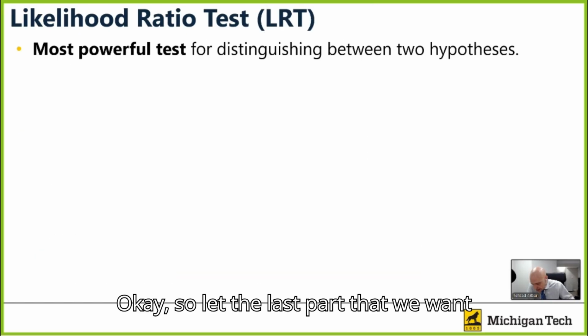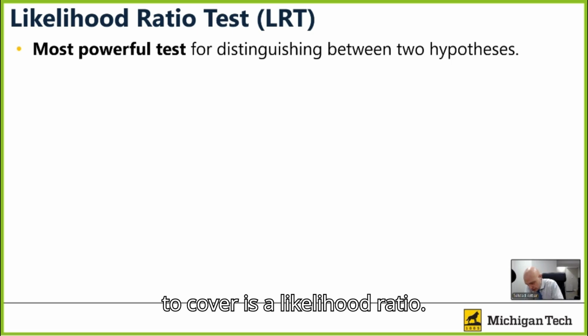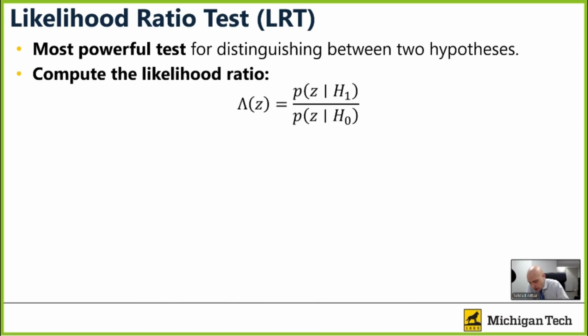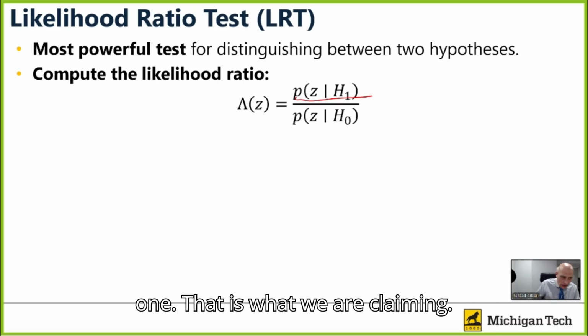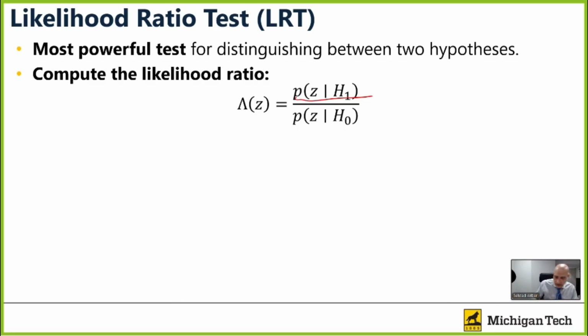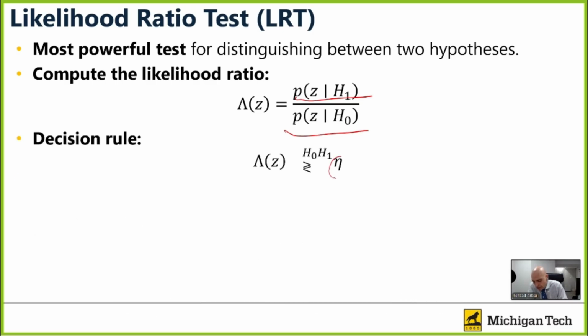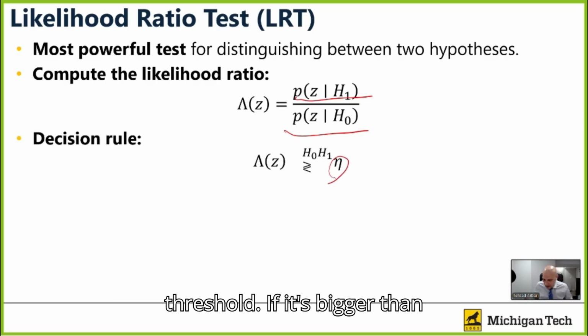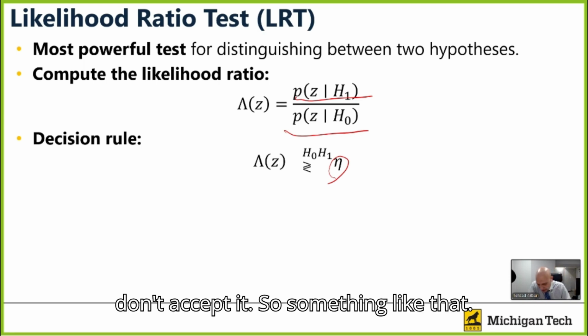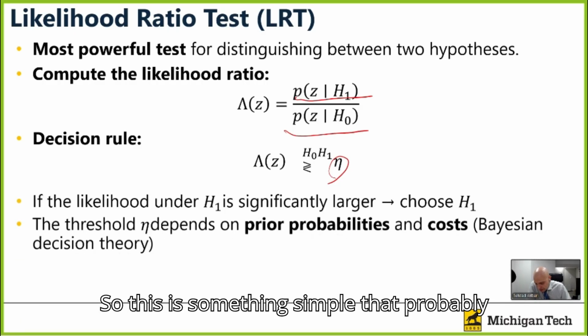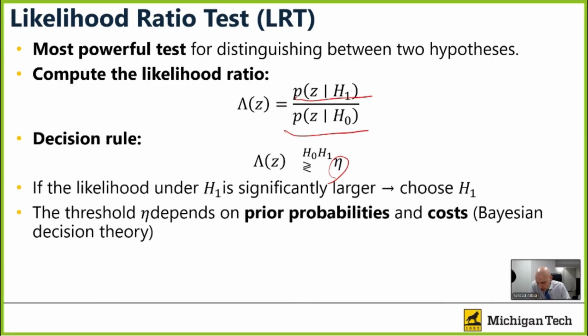Okay, so the last part that we want to cover is the likelihood ratio, which we already know. We compute the likelihood of the measurements belonging to hypothesis 1, which is what we are claiming, compared to the null hypothesis. We compare that and check it against a threshold. If it's bigger than that, we accept, for example, H1. If it's less than that, we don't accept it. This is something simple that we probably used a lot before in other projects.